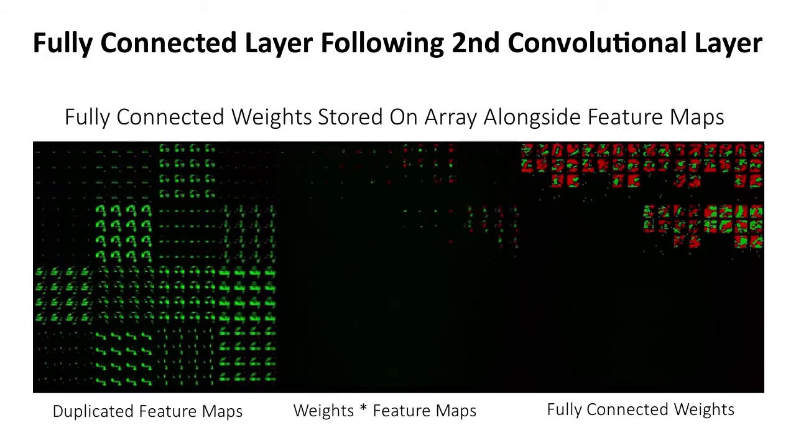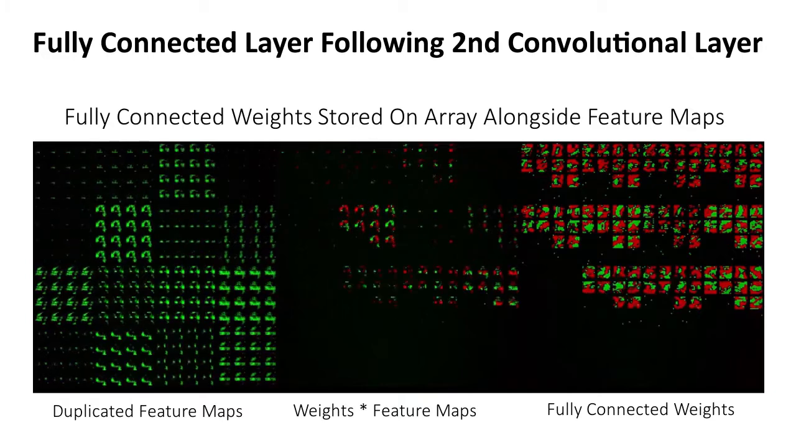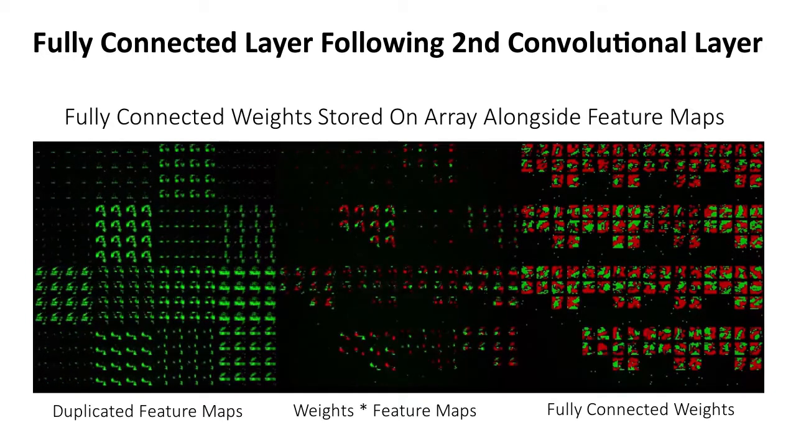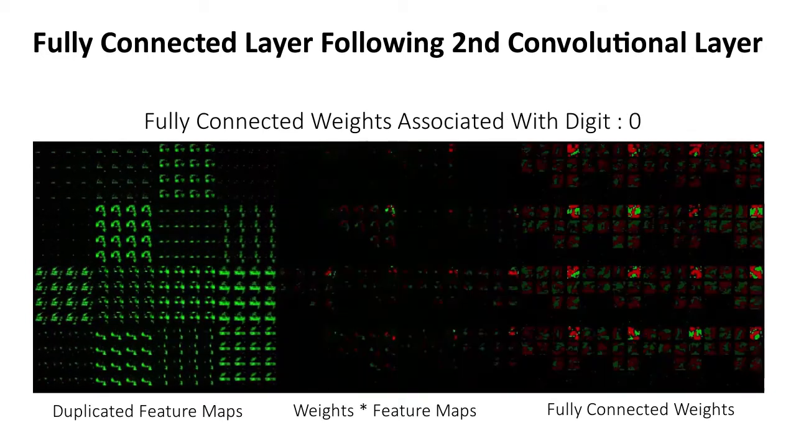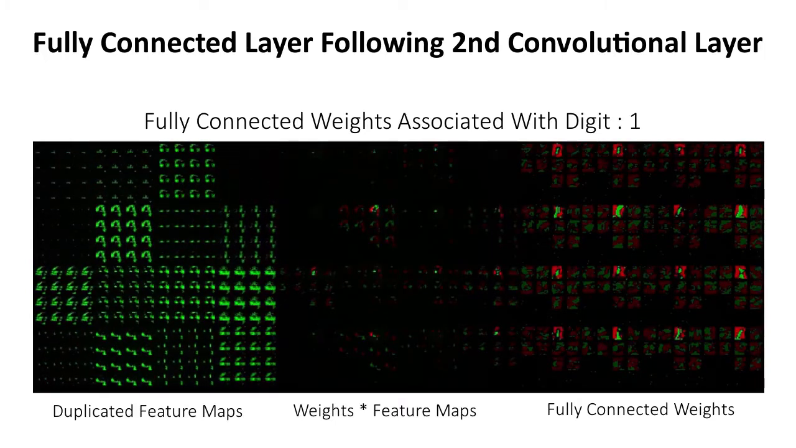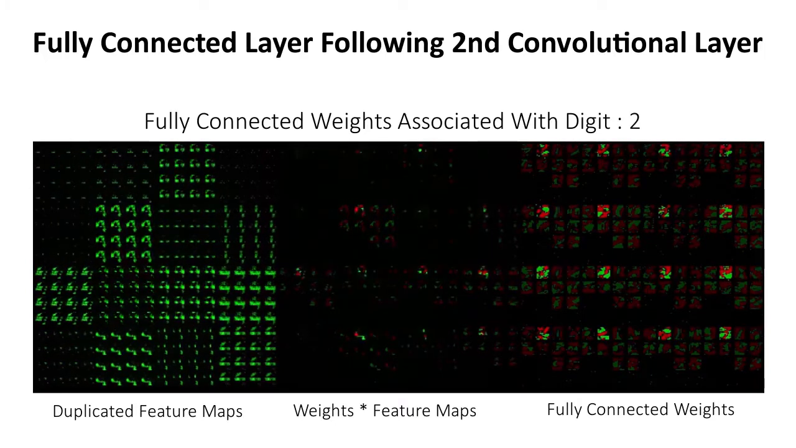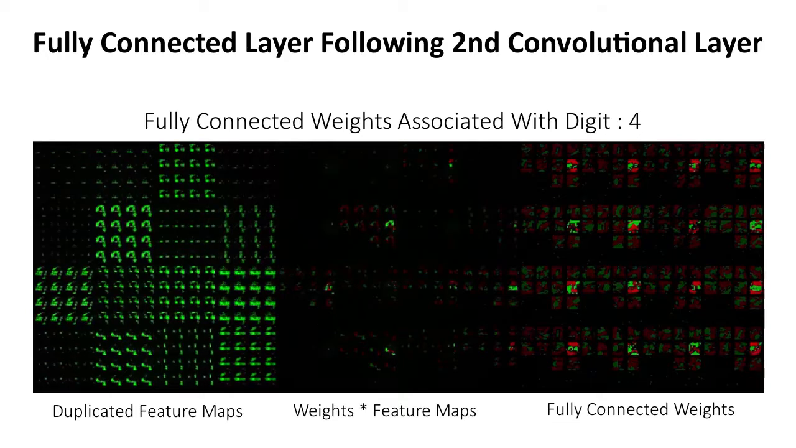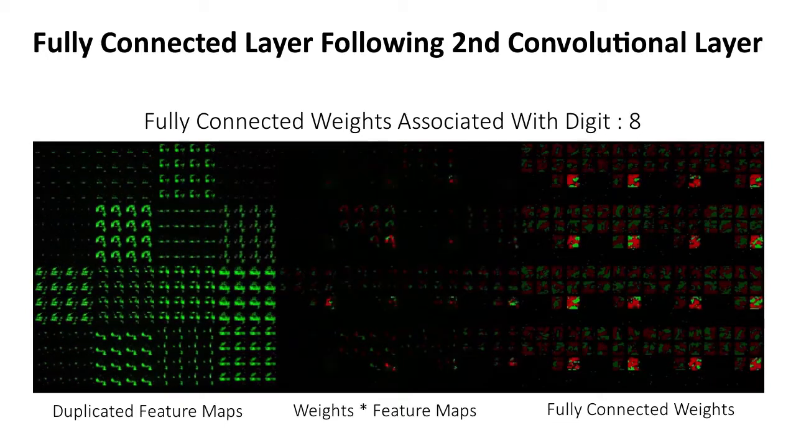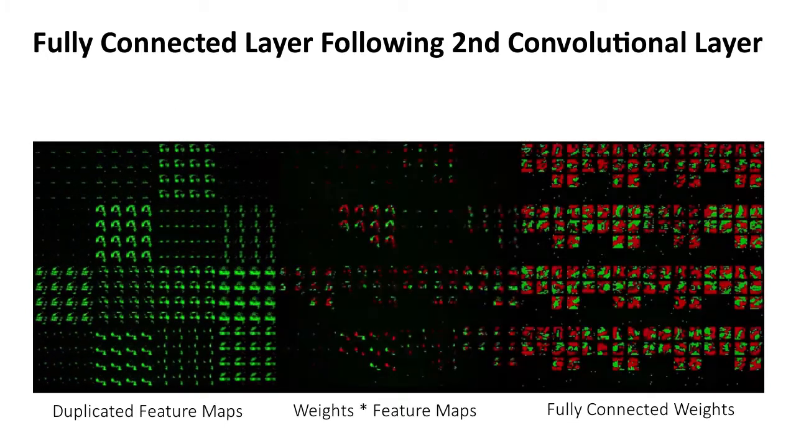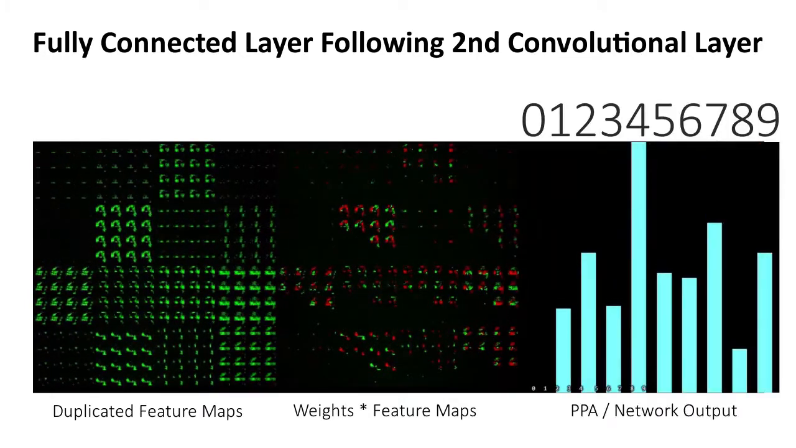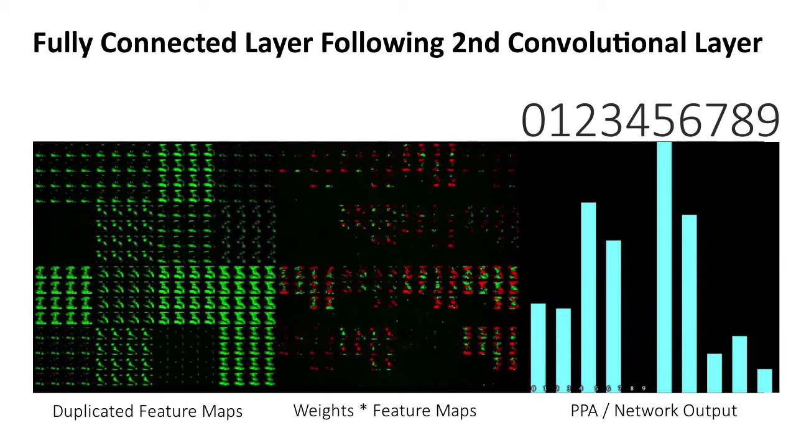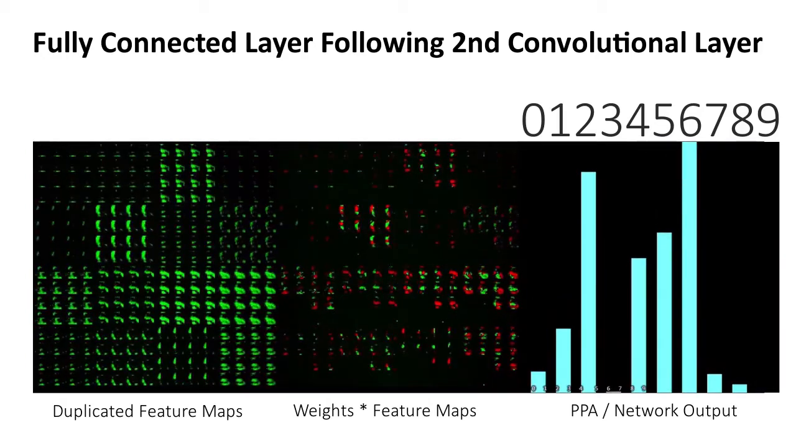However, the layout of these fully connected weights is different than if the previous layer had performed max pooling. In this MNIST network example, by highlighting the weights associated with each digit, we can see they are no longer interweaved in the same way they were when max pooling was performed. Once again, parallel multiplication can be performed between these fully connected weights and the feature maps. Summing the correct pixel values then generates the final neuron activations of the network.